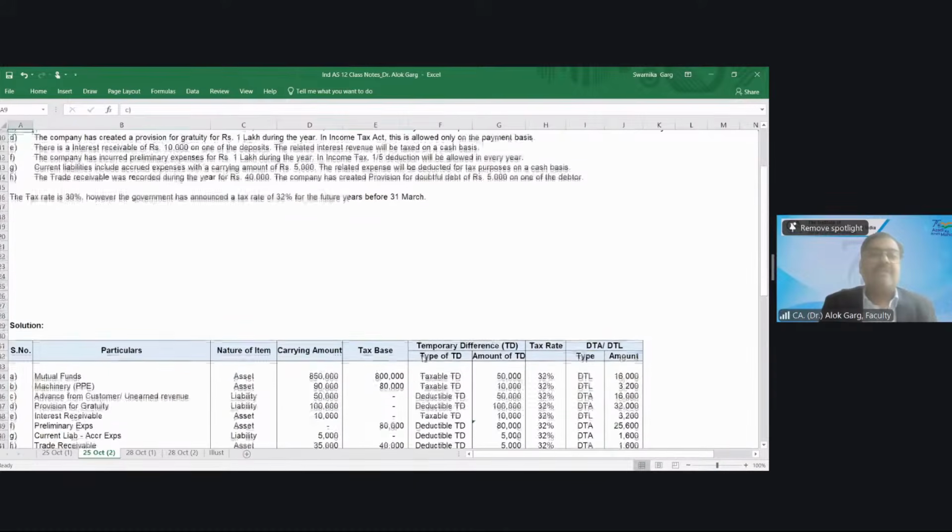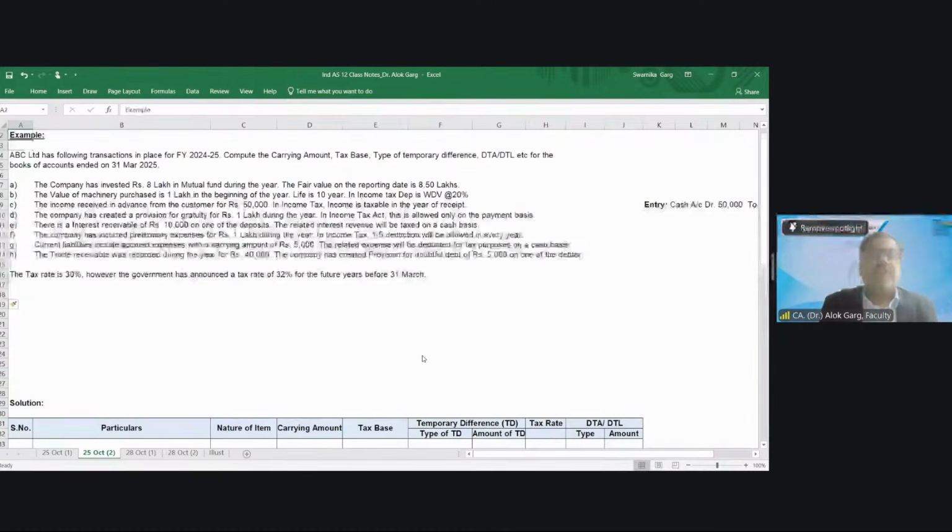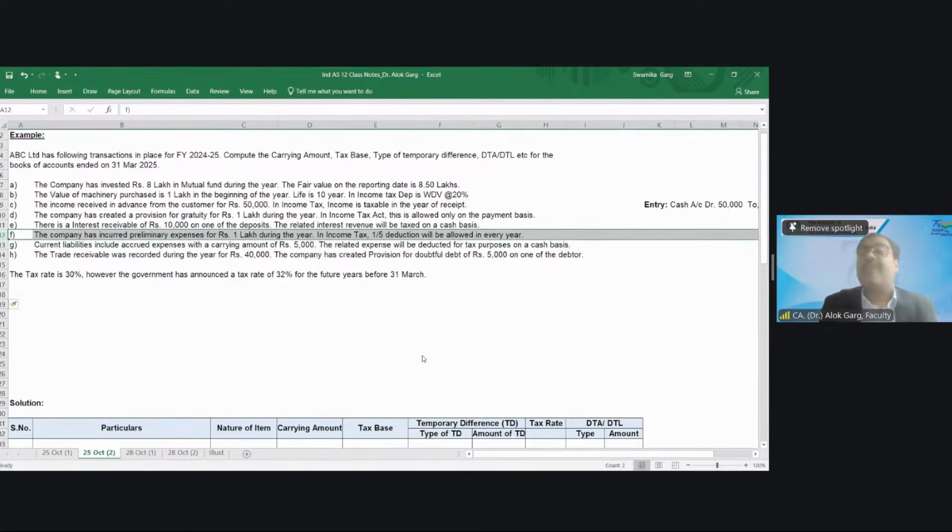Now the next one is interest receivable. I'll not discuss this. The company has incurred preliminary expenses. Which section talks about preliminary expenses? Which section is it in income tax? I think it was 35D. 35D.